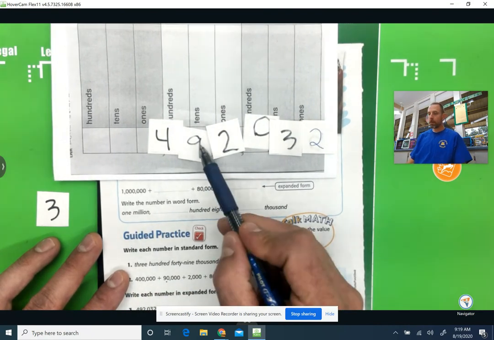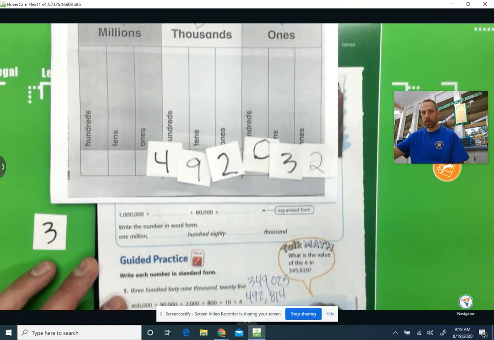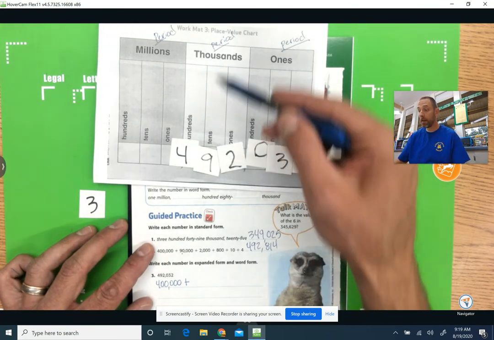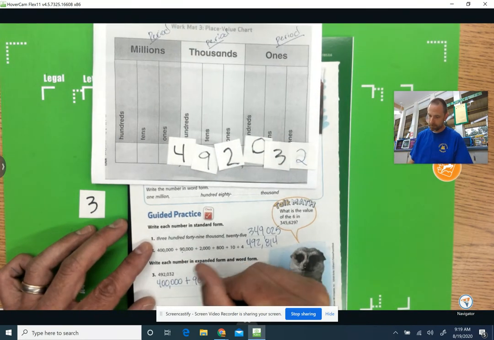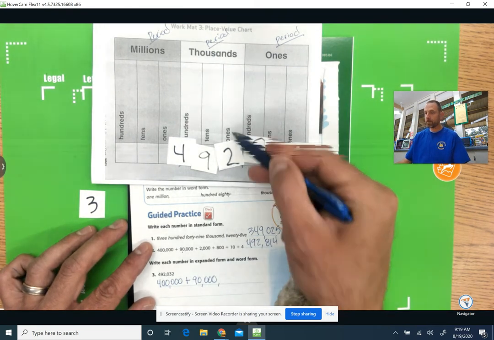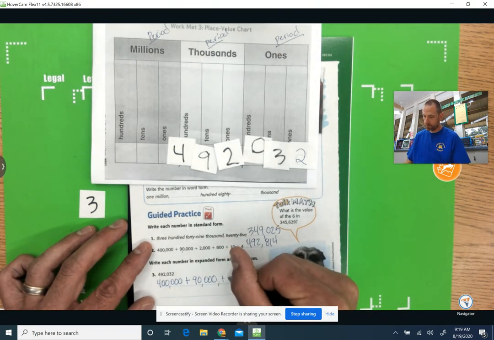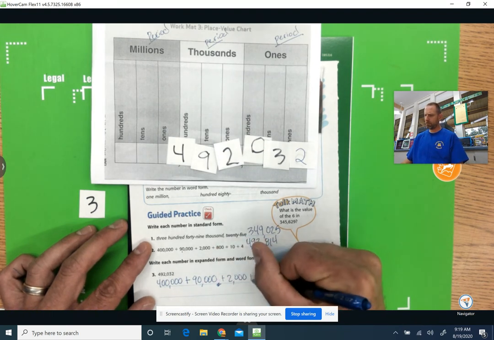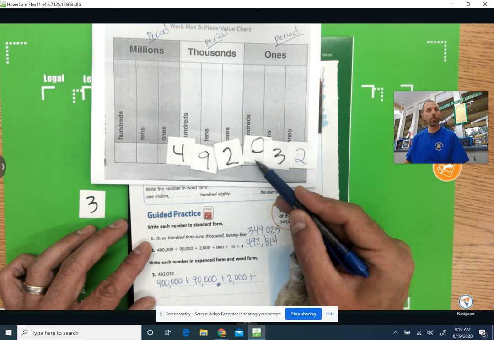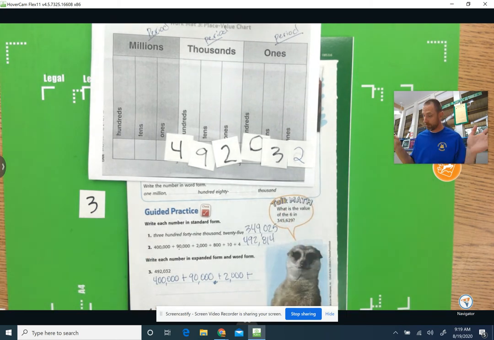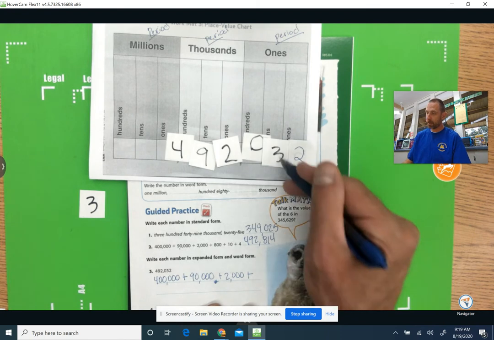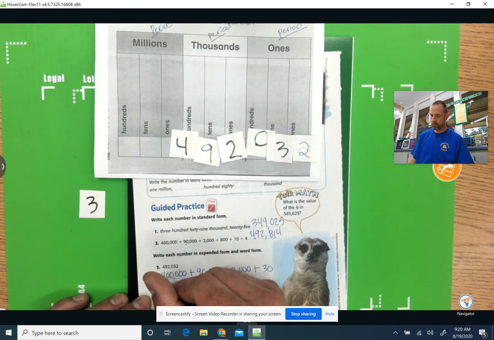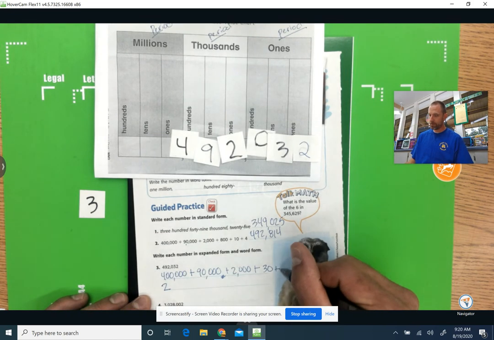Plus the value of the 9 that's in the 10,000s place is 90,000. The 2 in the 1,000s. A 0 in the hundreds. You do not need to write that 0, just leave it alone. We're going to go straight to the tens. We got a 3 in the tens place, the value is 30. And a 2 in the ones place, whose value is 2. Done.